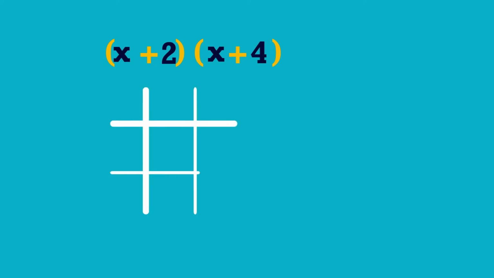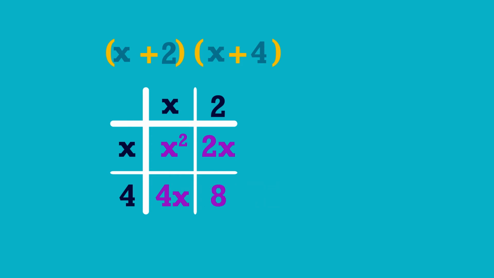I'm going to show you another very similar example. This one's not much more complicated. In my first bracket, I'm going to have x plus 2, and my second bracket, I'm going to have x plus 4. My first stage, again, is to draw my grid and separate out the brackets. So I have x and 2 along the top, and x and 4 down the left-hand side. X times x is x squared, 2 times x is 2x, 4 times x is 4x, and 2 times 4 is 8. Now I've done all the multiplying, I add together all the terms in pink. This becomes x squared plus 2x plus 4x plus 8, which simplifies to x squared plus 6x plus 8.